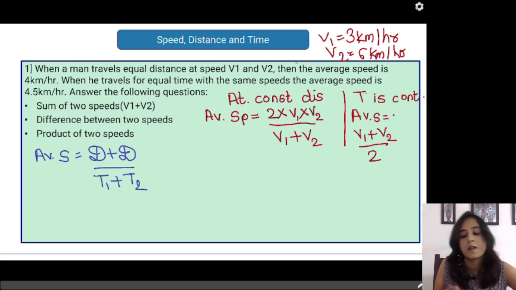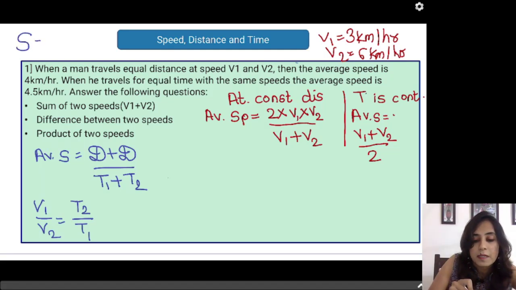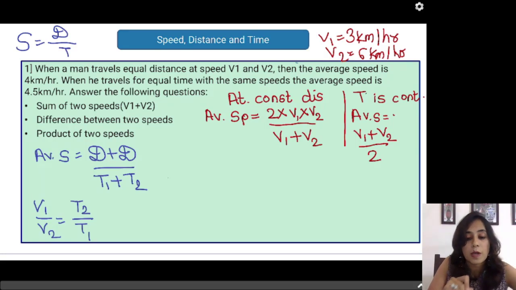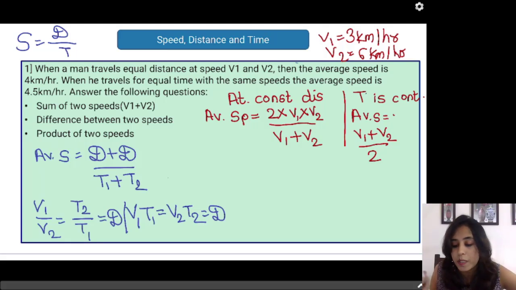Now we have v1 upon v2, which is the ratio of their speeds, equal to t2 upon t1, correct? Because speed is equal to distance upon time, and my distance is constant, so speed is inversely proportional to the time taken. So v1 upon v2 is equal to t2 upon t1. You guys should know this by heart now. So I have v1 t1 equal to v2 t2 equal to d. So I substitute this in this equation.